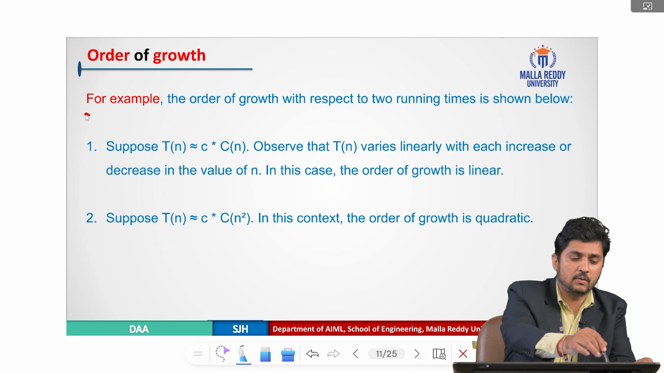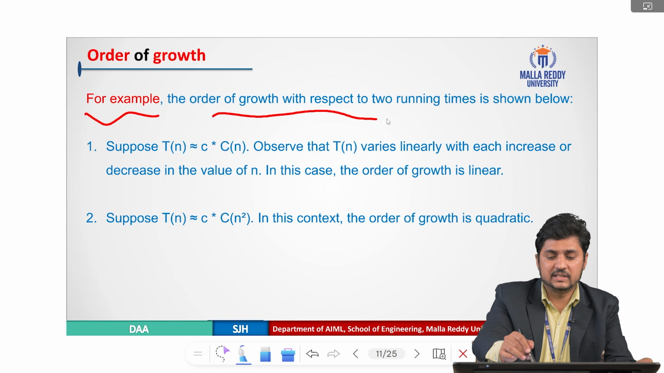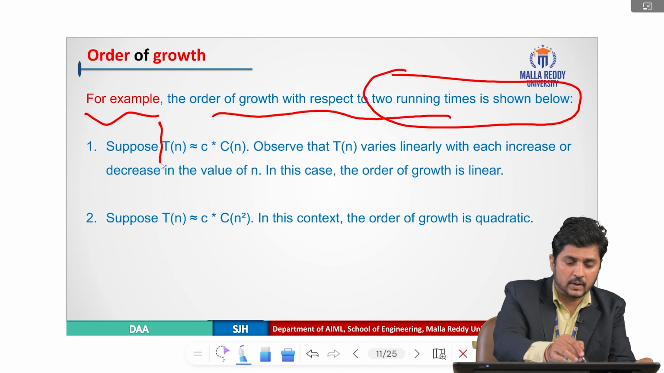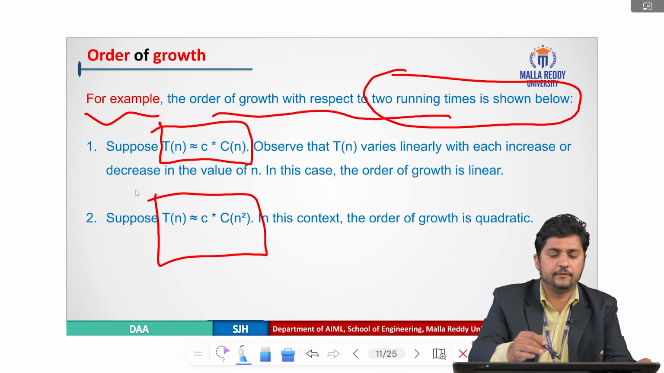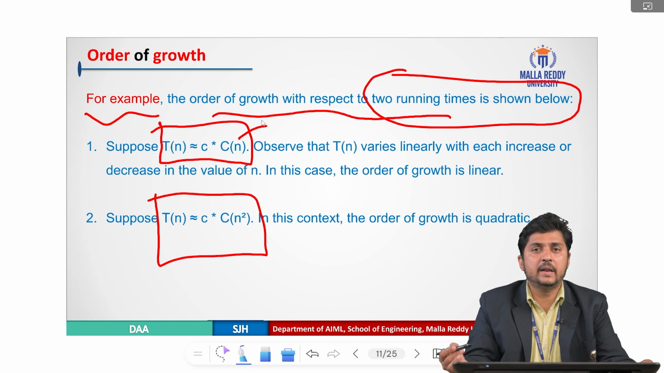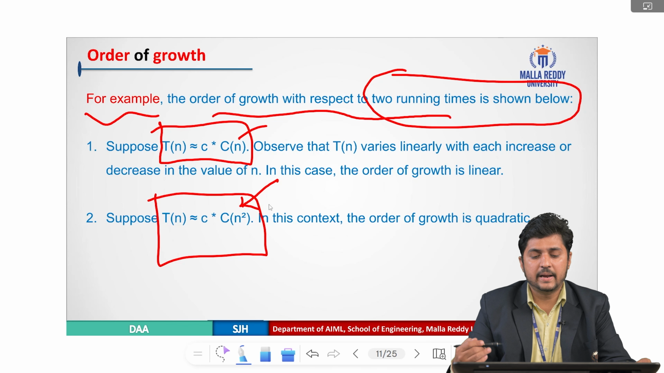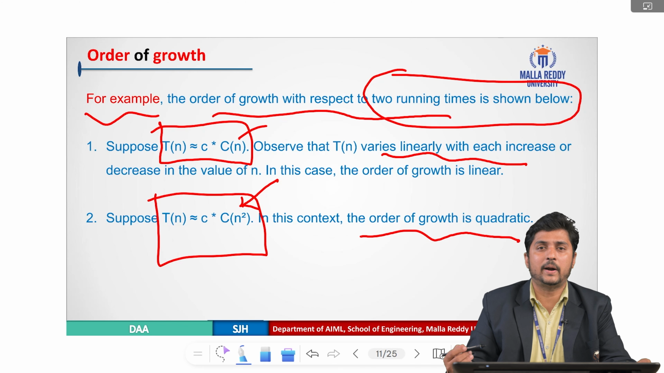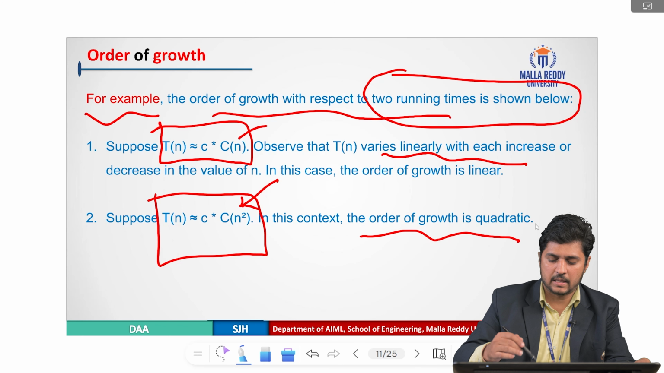Now we'll consider one basic example for understanding the order of growth. The order of growth with respect to two running times is shown here. This is one running time of an algorithm and this is the second running time of the algorithm. In the first one, we can clearly see the running time is linear, and in the second category, it is quadratic. The total time consumed by our algorithm varies linearly in the first, whereas in the second situation its growth is quadratic, which means almost doubling. Later we are going to discuss examples as well.